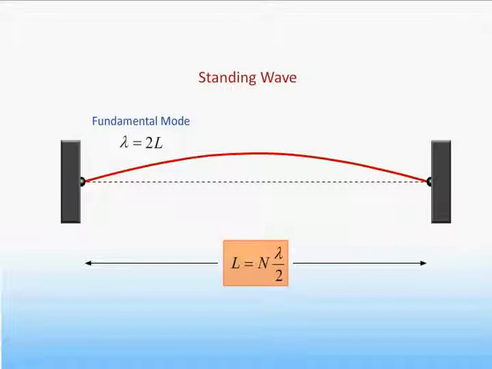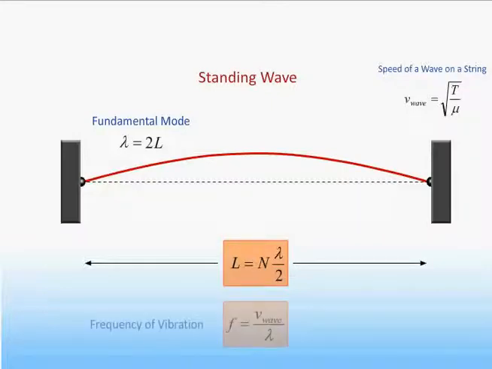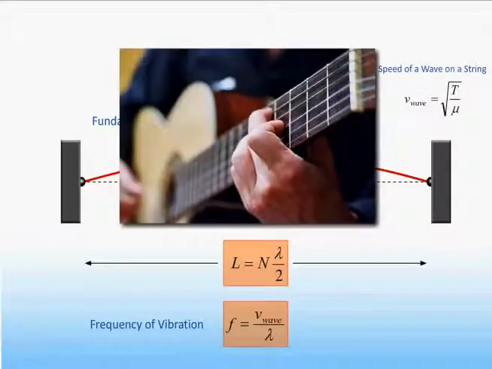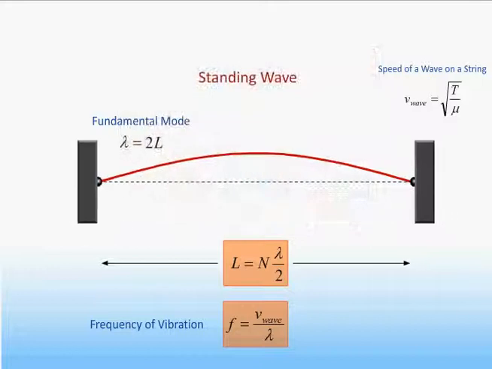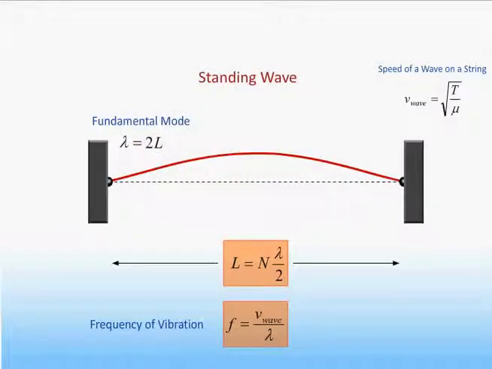Since the wavelength is fixed by the length of the string, and the speed of the wave is fixed by the properties of the string, such as its weight and its tension, the frequency of vibration of the string is also fixed. The different notes that can be played on the same string of a guitar or a violin are made by pushing the string back against the neck of the instrument, effectively changing the distance between the fixed ends of the string. Changing this distance then changes the wavelength of the fundamental, which in turn changes the frequency that you hear.